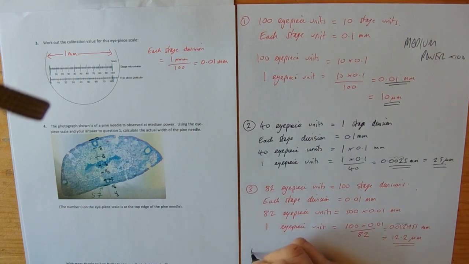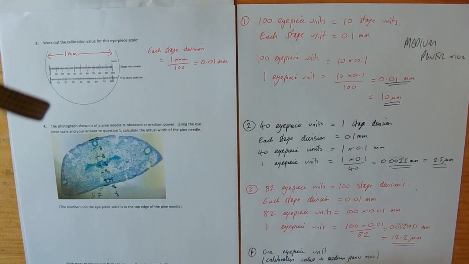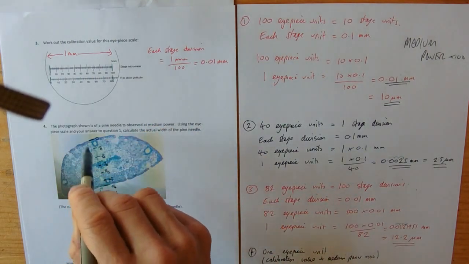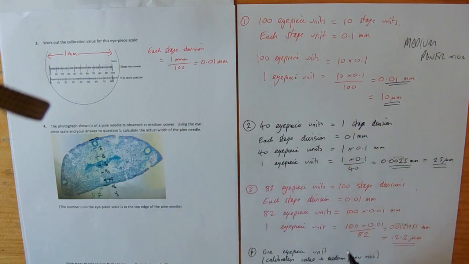So let's just remind ourselves. So 1 eyepiece unit, our calibration value, at our medium power was 10 micrometers there. Okay, so I'm going with the micrometers rather than the millimeters. What else do we know? How many eyepiece units have we actually got? Notice the stage isn't there anymore because we took the stage off and put this pine needle slide on, so we can't see the stage, but we don't need to because we calibrated it.